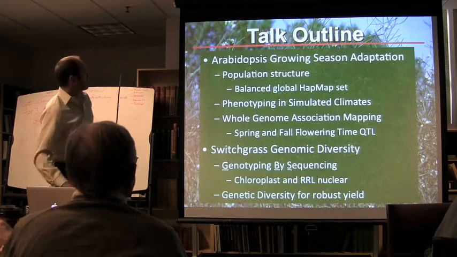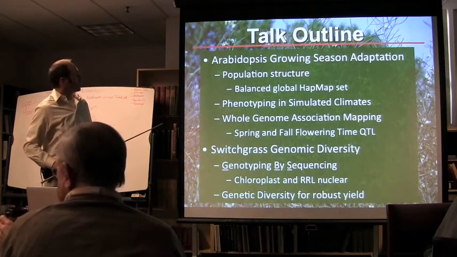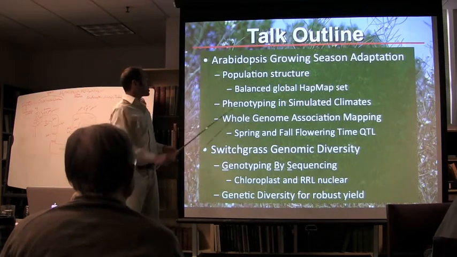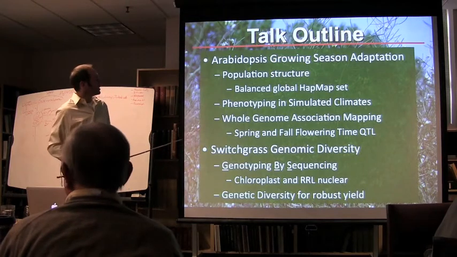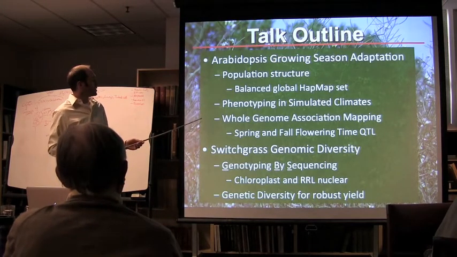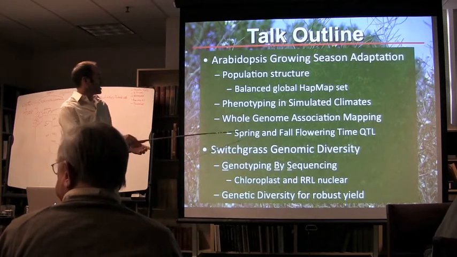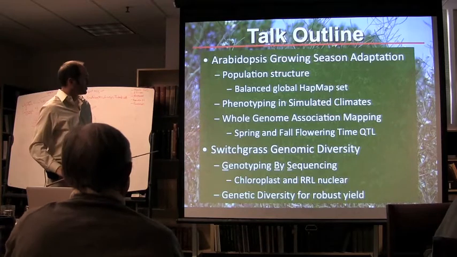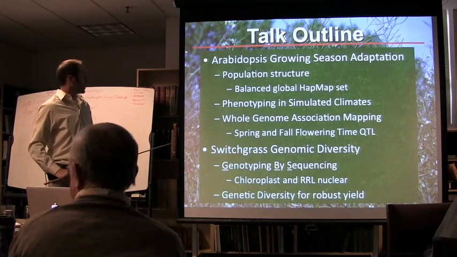And then we wanted to look at the distribution of genetic variation on the landscape, phenotyping in simulated natural environments, which is very important to try to understand the fitness consequences of the traits we measure. And we really moved genome-wide association mapping forward in plants in 2010, when a series of papers came out showing how this works.